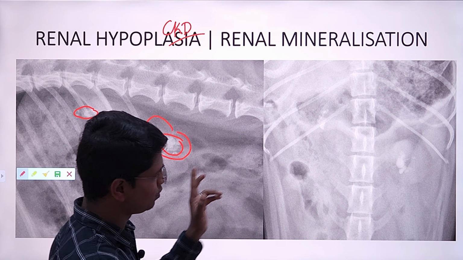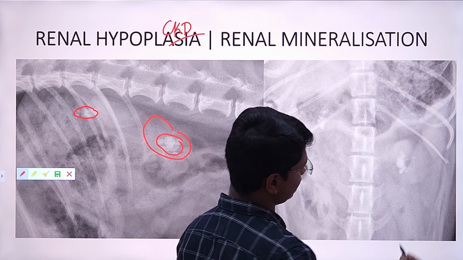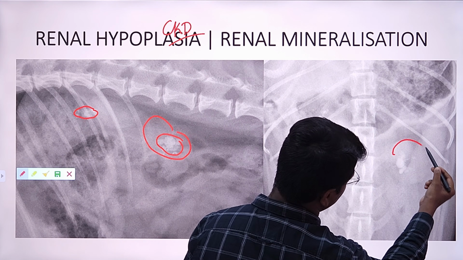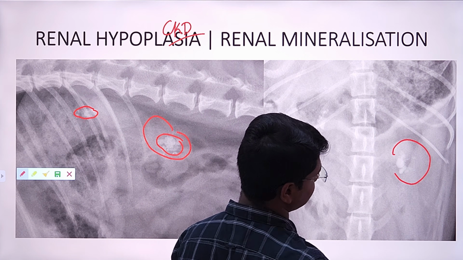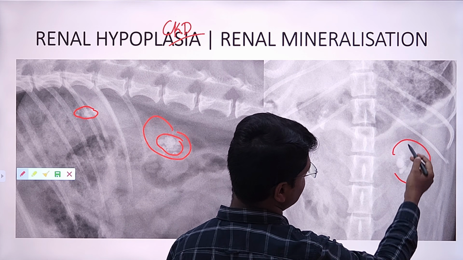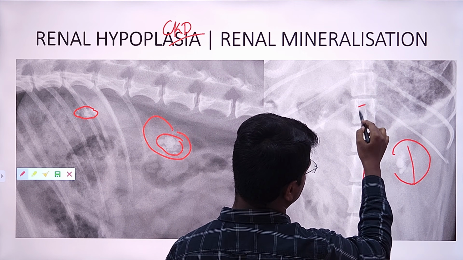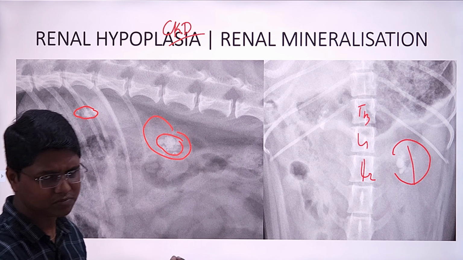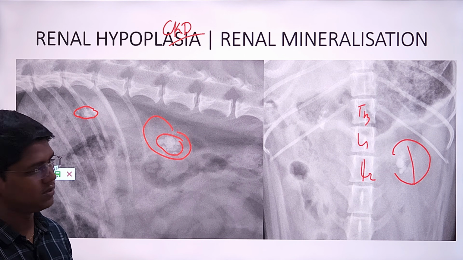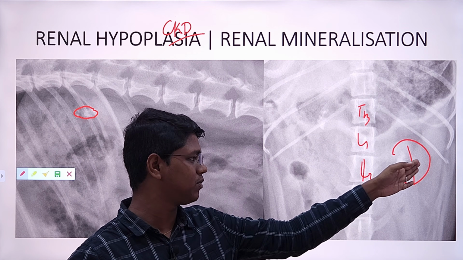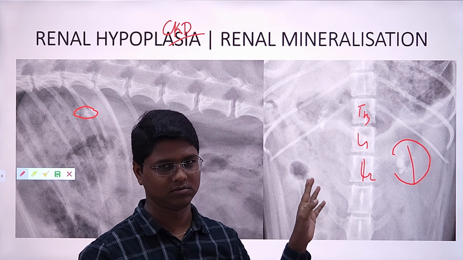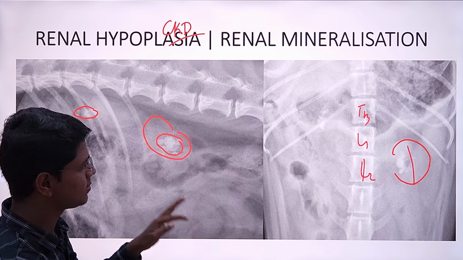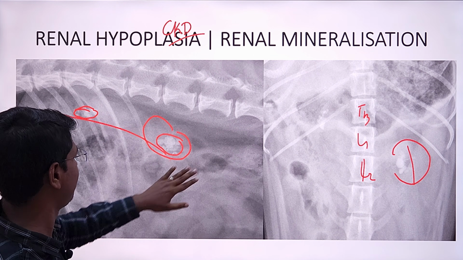Now let us go to the dorsoventral or ventrodorsal view. See the kidney size. This is a very small kidney. If you take the ratio of this renal length to L2, this is T13, L1 and L2, then you will find less than 2.5. Just look at it, it is not even twice this L2. Very less. So these are small kidneys, renal hypoplasia.